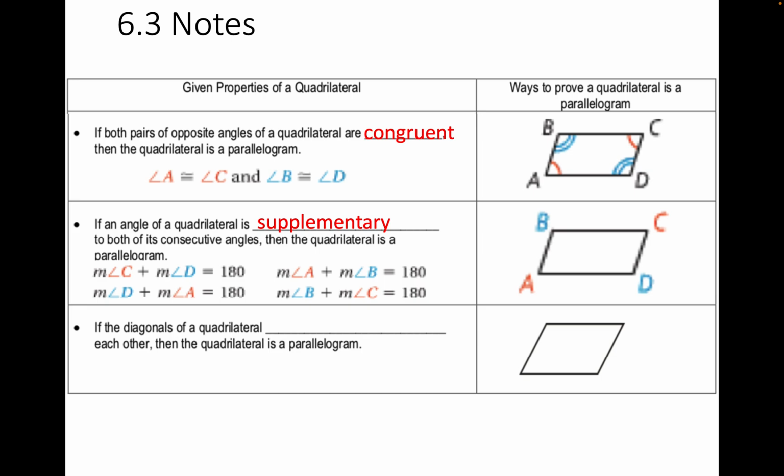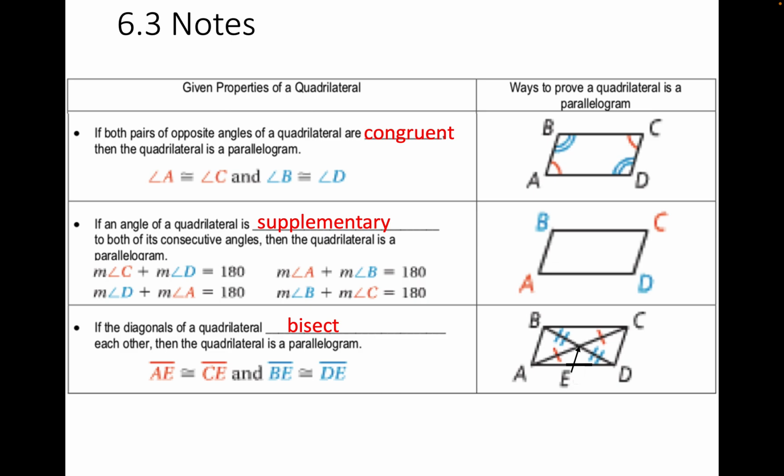Then finally, about the diagonals of a quadrilateral: if the diagonals of a quadrilateral bisect each other, then the quadrilateral is a parallelogram. So in this particular case, with E as the point where the two diagonals AC and BD intersect, if AE is congruent to EC and BE is congruent to DE, then we know that this must be a parallelogram because the diagonals intersect and they bisect each other.